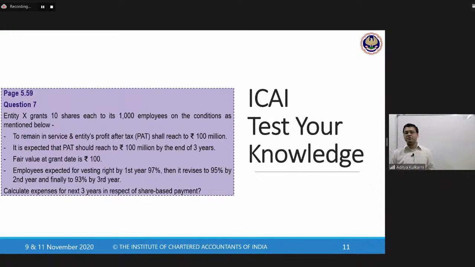Employees expected for vesting rights by the first year is 97%. It revises to 95%. This is the total number of options likely to vest at the end of the vesting period. This is given to you to be 97%. That comes to 95%. That comes to 93%. So this is similar to what we have done in the first question.